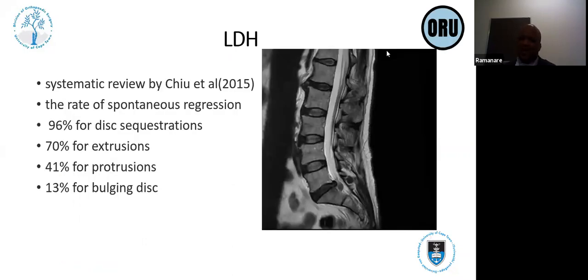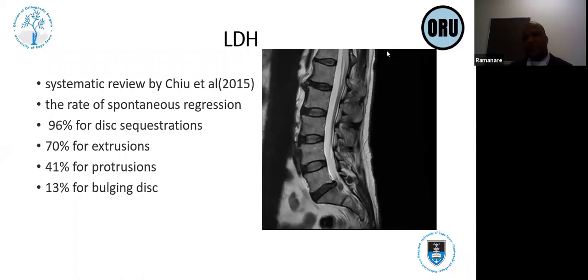Chu et al. in 2015 looked at the natural progression of a disc. They found that the rate of spontaneous regression was 96% for disc sequestrations. It came down to 70% for extrusions, 41% for protrusions, and 13% for bulging discs. That's saying that the worse the disc herniation is, in the sense that it's not covered by the annulus, the higher the chance of it being resorbed.